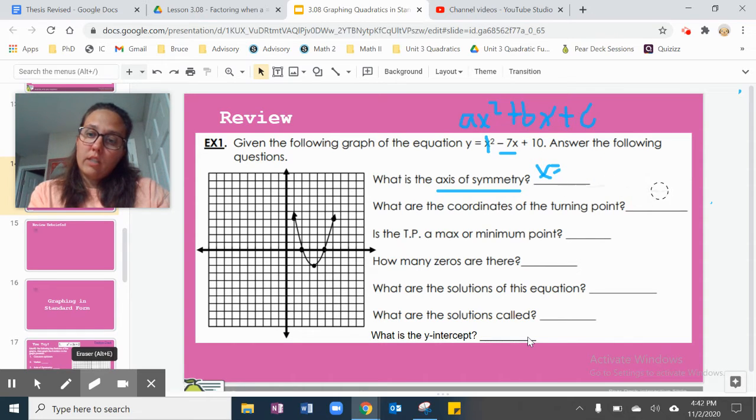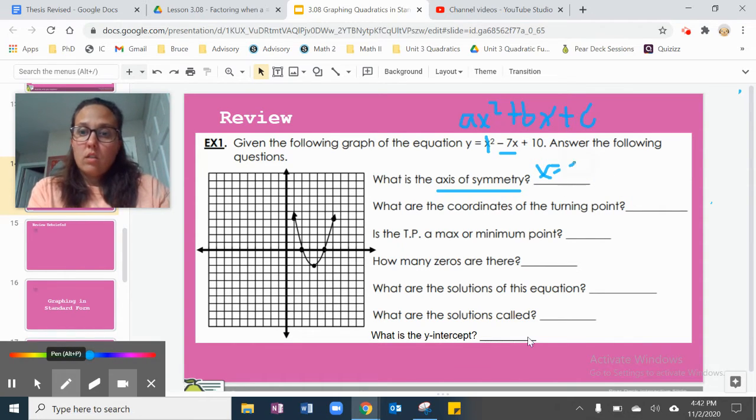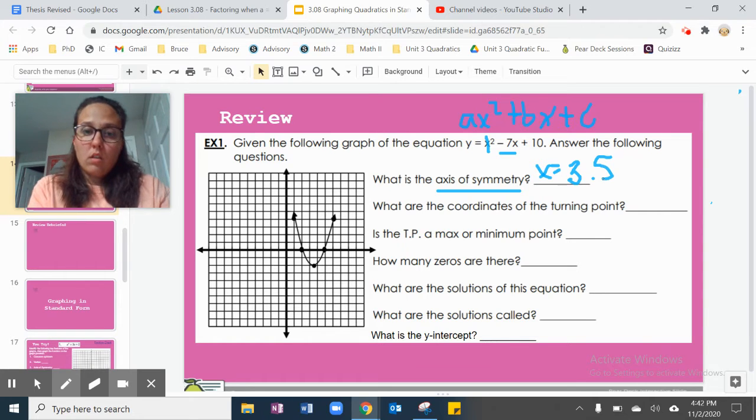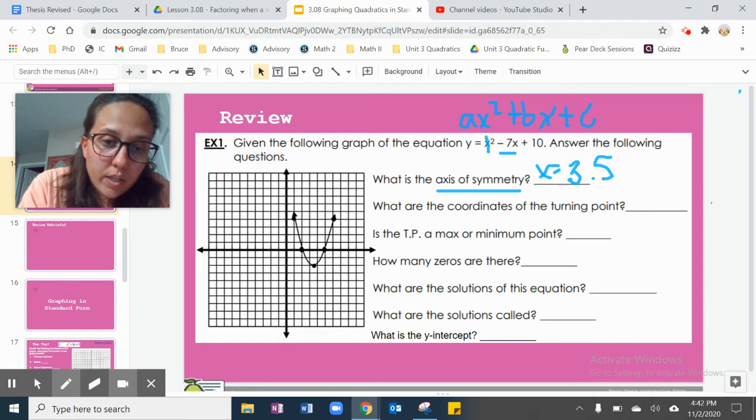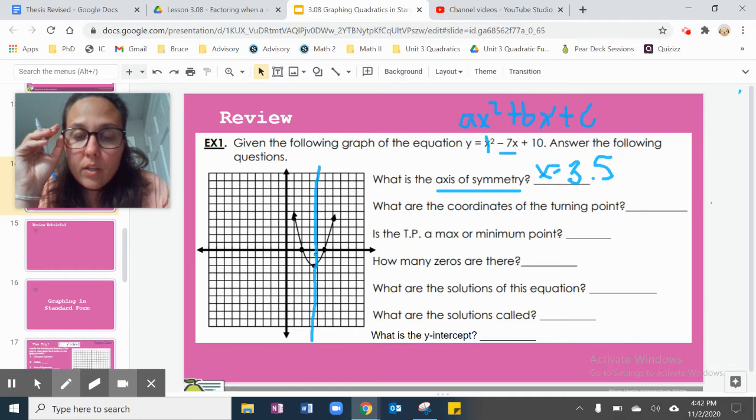I'll rewrite that. I'm going to go ahead and label it, which we can also see here, right? We see that little point lines up like halfway between 3 and 4. What are the coordinates of the turning point?